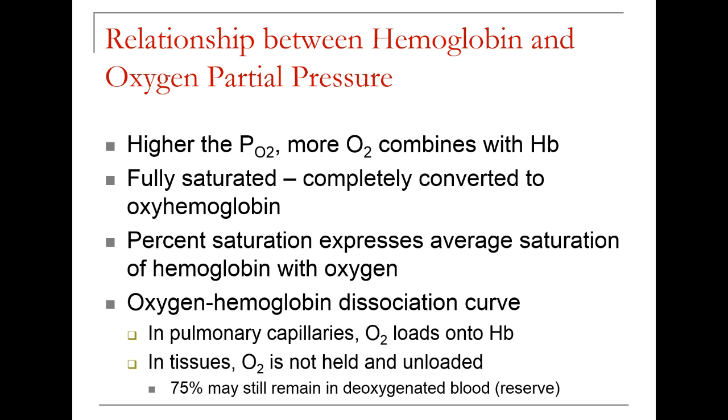The higher the partial pressure of oxygen, the more the hemoglobin will bind with the oxygen. The more oxygen combines with hemoglobin. In fact, under a high partial pressure of oxygen, the hemoglobin molecule is literally changed, where it will very securely bind the oxygen. All right, so fully saturated blood, if blood was 100% saturated, then every single one of the hemoglobins would have 4 oxygens. It would be fully converted to oxyhemoglobin.